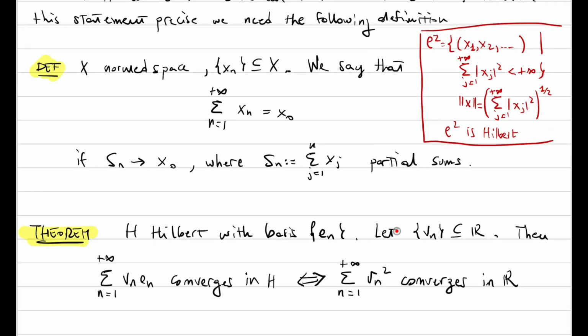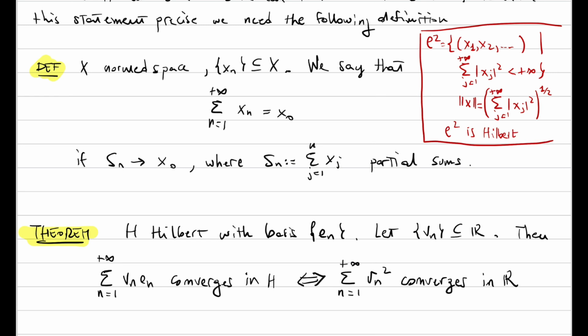So with this we have the following theorem. If H is a Hilbert space with a basis e_n and v_n is a sequence in R, then the series of v_n e_n converges to an element of H if and only if the series of the squares of these coordinates converges in R. So this is telling you that to check whether this defines an element of H it is sufficient to check whether or not this series is convergent in R.